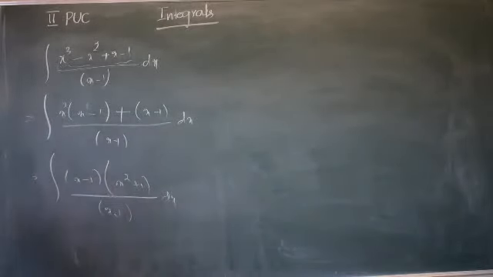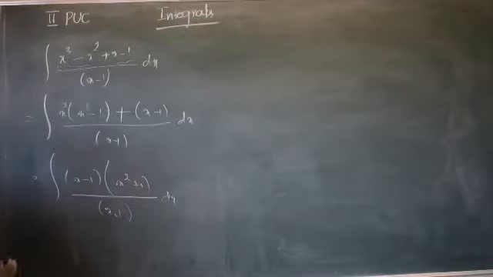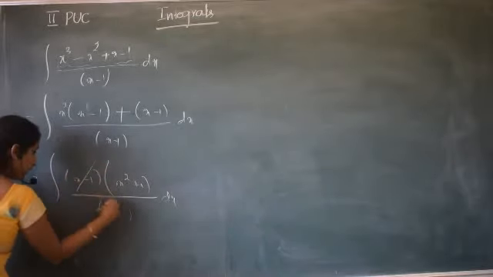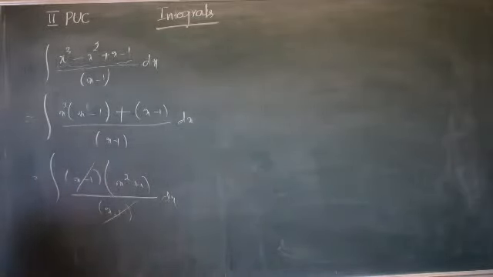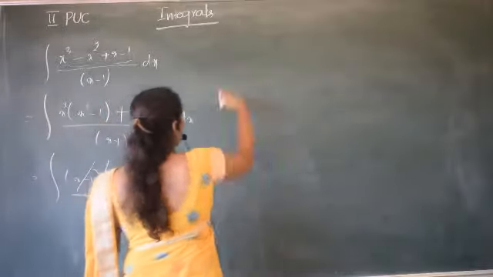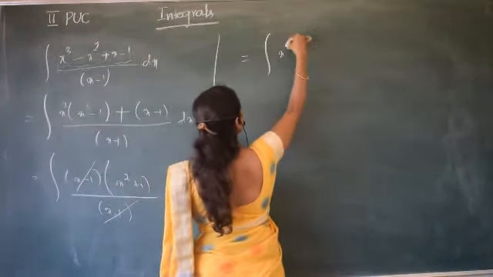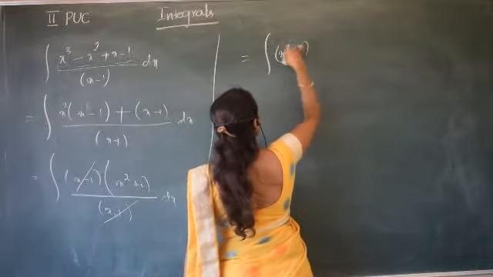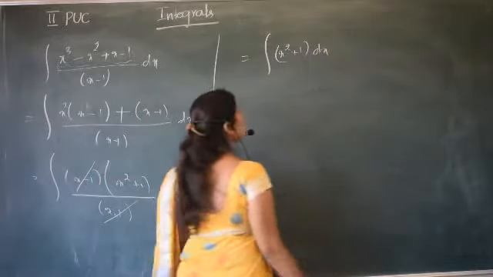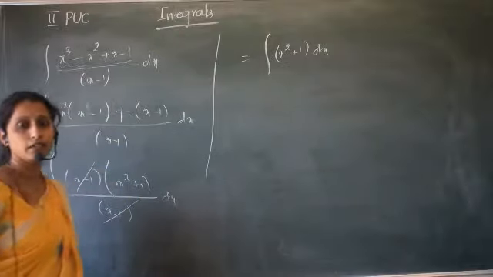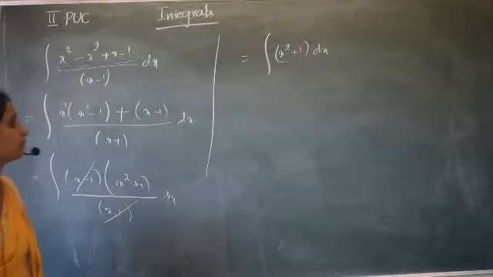x minus 1 into x square plus 1, x minus 1. So x minus 1 can be cancelled. The remaining integral is of x square plus 1 dx. So what is the integral of x square plus 1 dx?